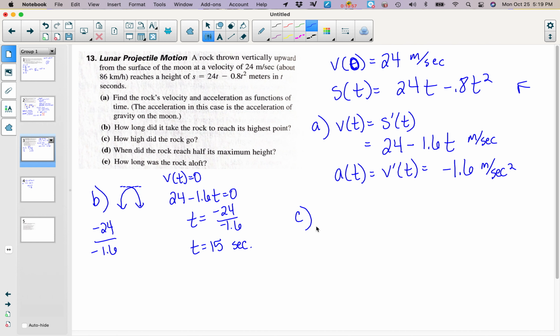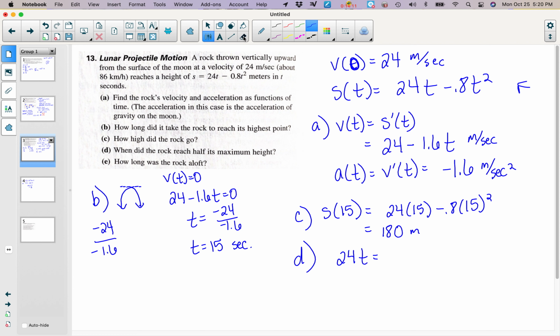So back to our problem. Part C: how high did the rock go? Well, if we know it occurred at 15 seconds, then we just want to evaluate S of 15. So when you plug that in, you get 180 meters. And part D: when did the rock reach half its maximum height? Well, its maximum height is 180, so half of it would be 90. So we want to know when this equals 90.